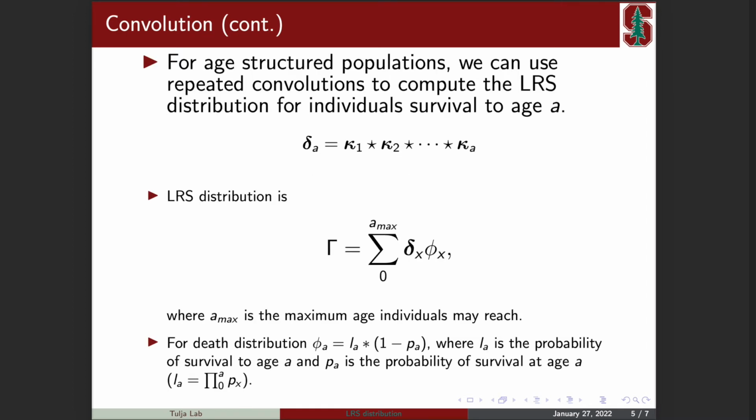For an age-structured population, the distribution of the number of kids an individual has if it survives to age omega has this repeated convolution of the distributions kappa 1, 2, 3 till kappa omega. So the lifetime reproductive success distribution of the population is the weighted sum of delta at all ages. The weight is the death distribution phi, which is the proportion of individuals that die at each age. It is the product of the probability of survival to the age and the probability of dying at the age.